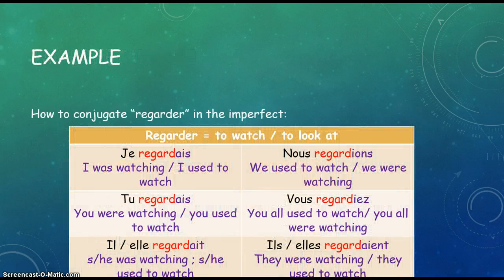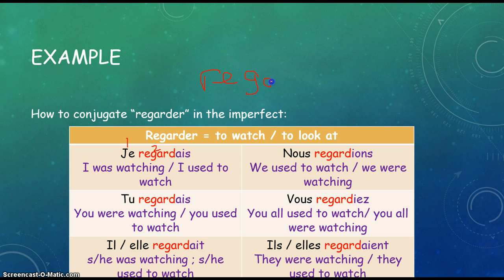Here is an example of how I applied all of the steps to conjugate the verb regarder, which means to watch or to look at. Notice in the je form, I was watching or I used to watch. We have step 1, our subject. Step 2 is in red. We have regardons.